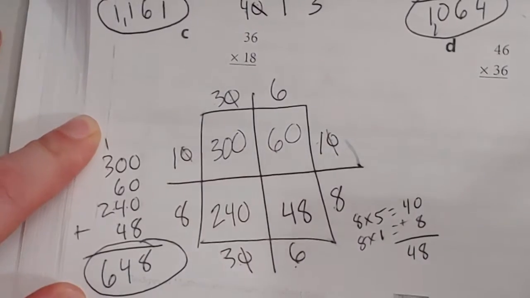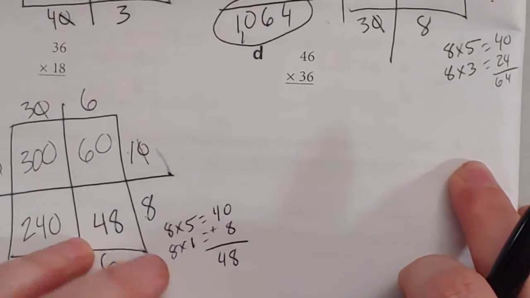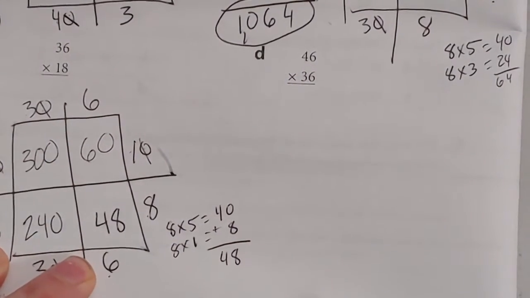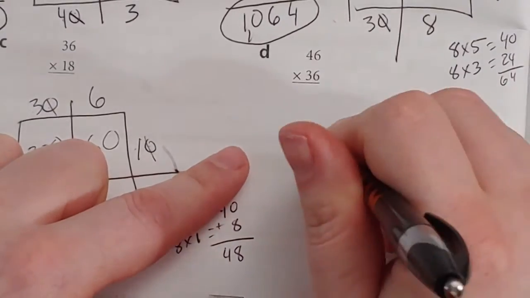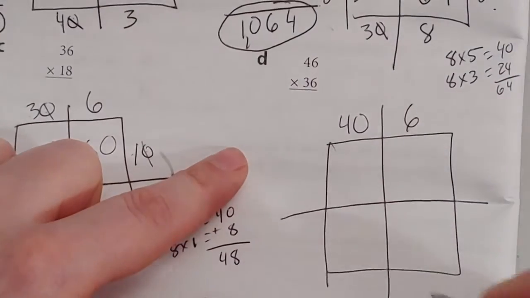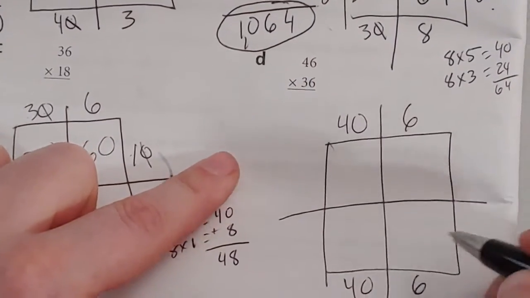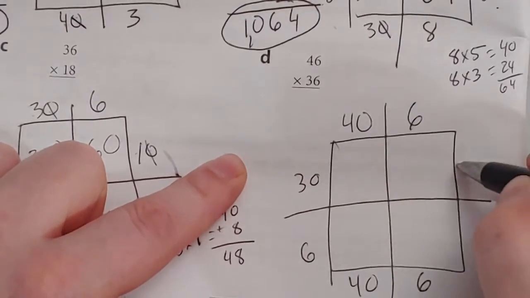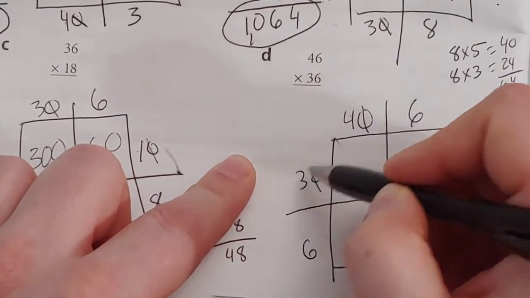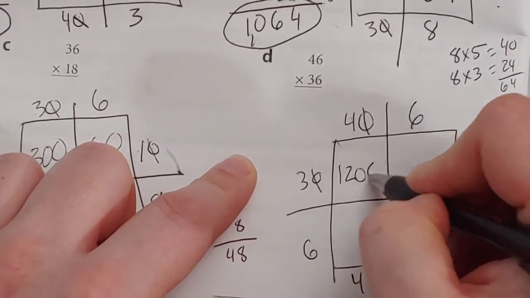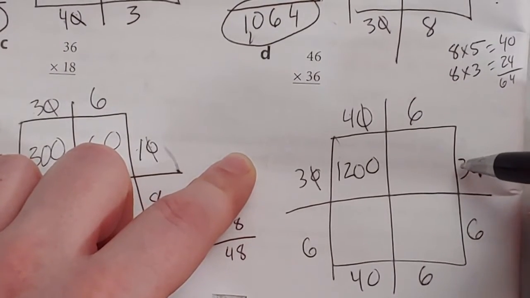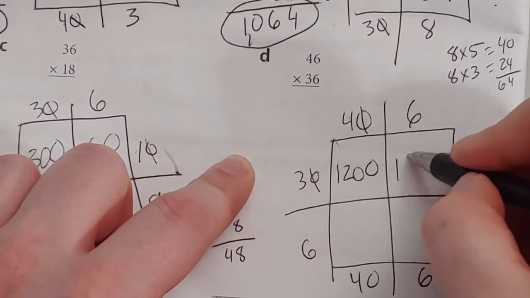Are you feeling a lot faster at this? All right. D, 46 times 36. Pause and solve. So 40 and 6, 40 and 6, 30 and 6, 30 and 6. Okay, so make it easy on ourselves. We have 3 times 4 for 12. 2 zeros back. 6 times 3, 6 times 2 is 12, plus 6 more gives me 18.